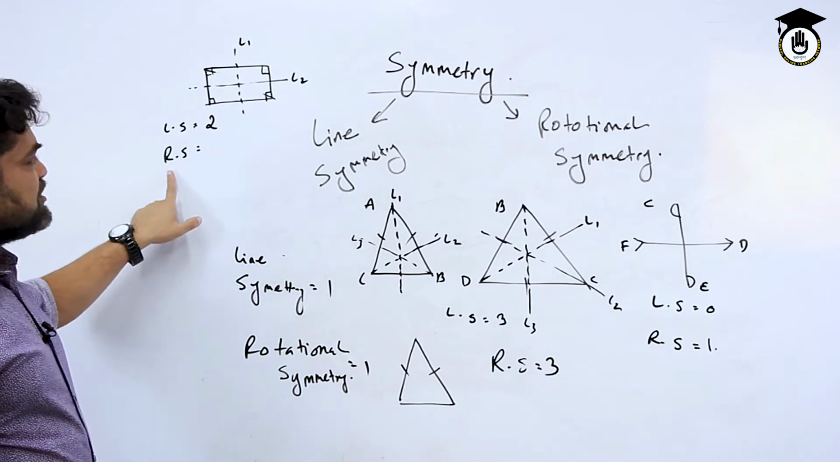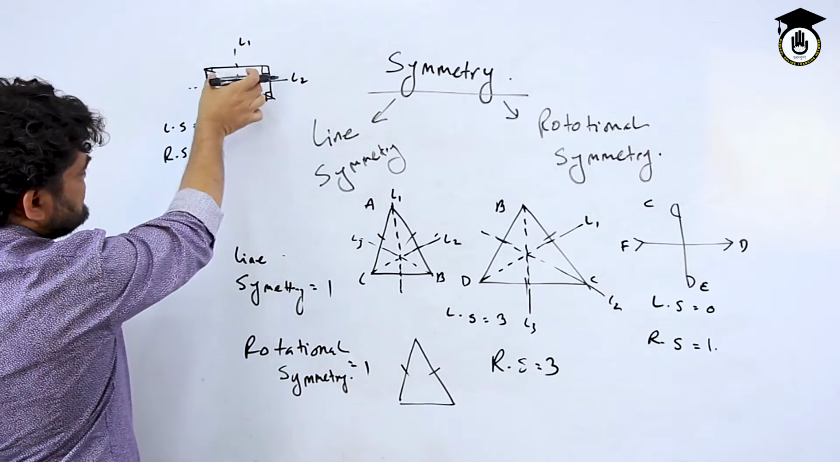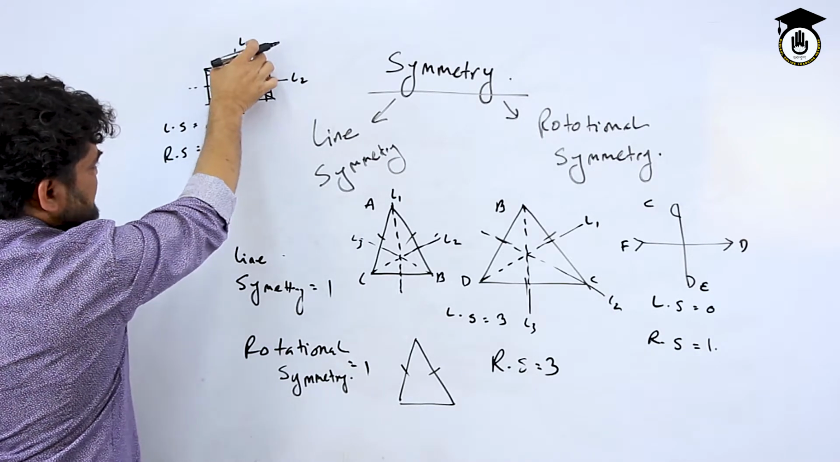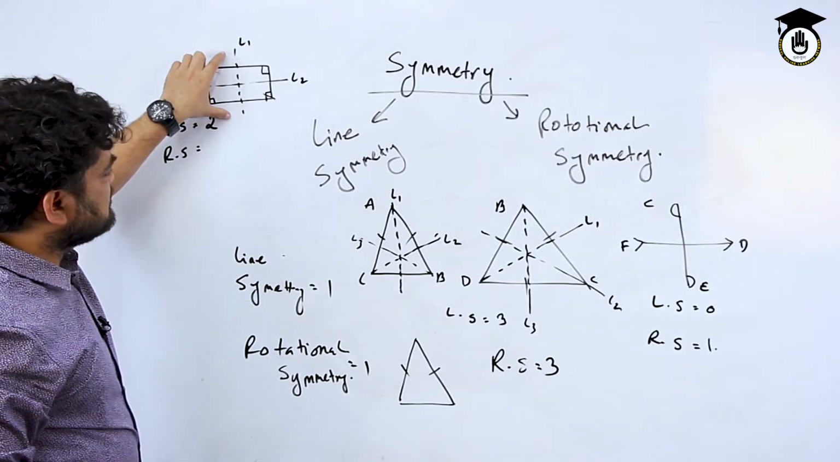Now, for rotational symmetry, if I rotate this 90 degrees, it might come here, isn't it? So it will not fit onto the other.